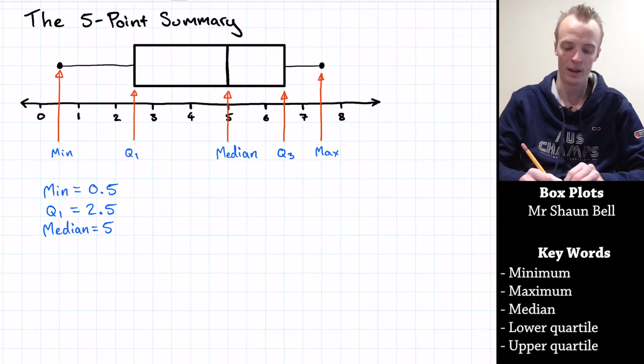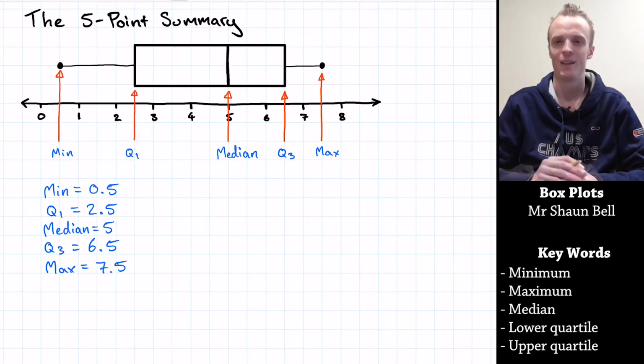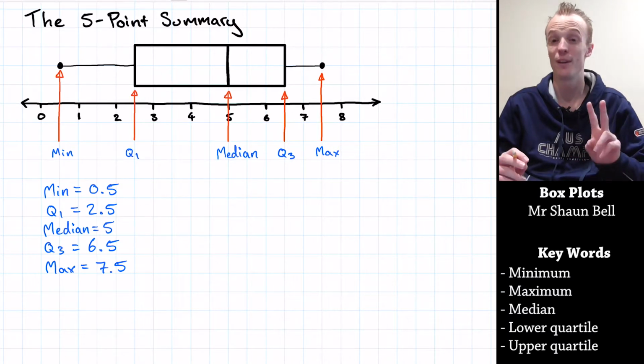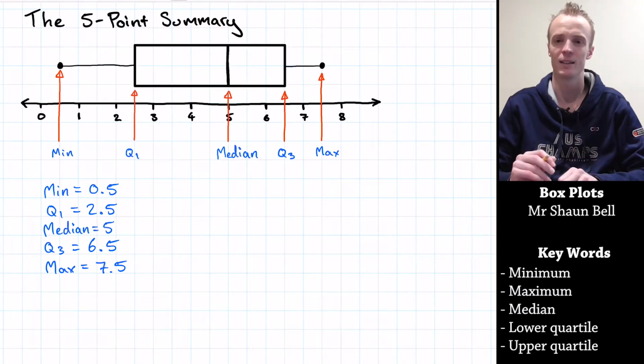Our 4th point we can easily find is the upper quartile, or Q3, which in this case is equal to 6.5. And finally, our 5th point is the maximum value at the end of our whisker, which is going to be equal to 7.5. However, there are 2 more things that we can find very easily when we've got a box plot in front of us.